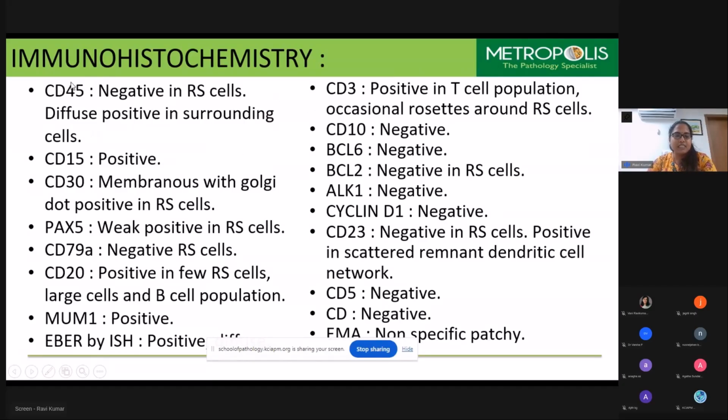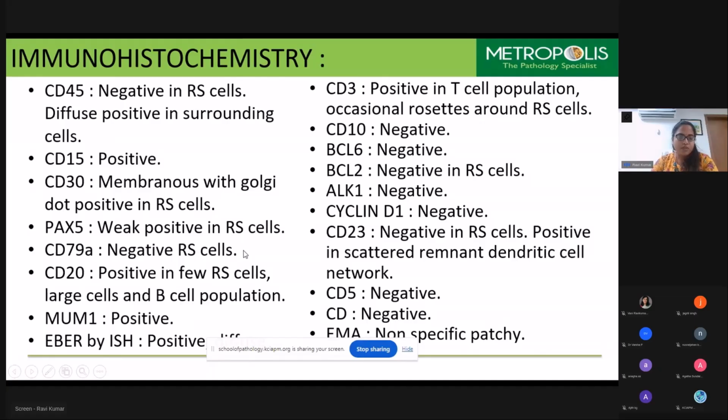The neoplastic cells, sorry, they were negative for CD45, but there was diffuse positivity in surrounding background cells. And these neoplastic cells were positive for CD15. CD30, there was nice membranous and Golgi dot positivity. PAX5, it was weak positive in RS cells. CD79A, it was negative. CD20, that was also weak positive in RS cells, also in those large cells and B cell population.